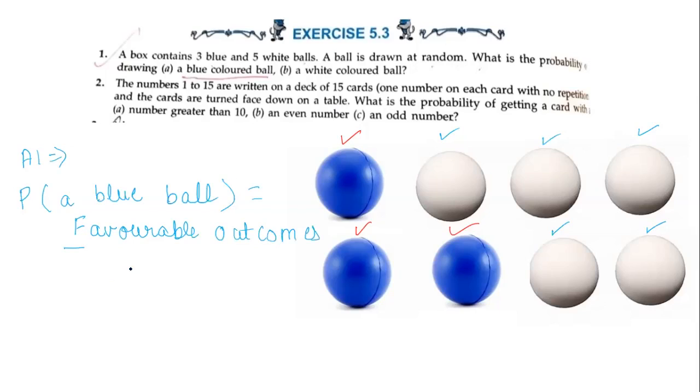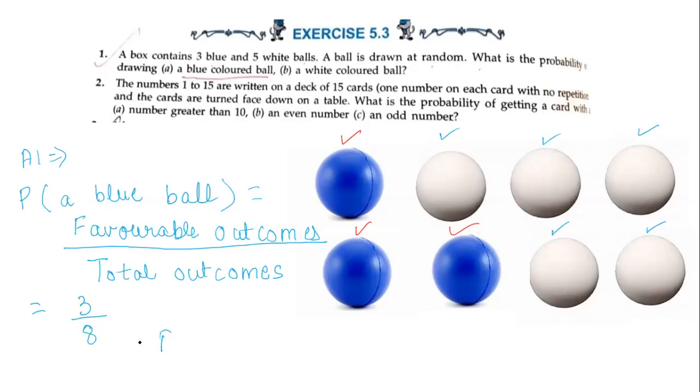What is the favorable outcome? The favorable outcome is that we have 3 blue balls. So 3 upon the total number of balls, which are 1, 2, 3, 4, 5, 6, 7, 8. So 8 are total balls. So the probability of a blue ball is the number of blue balls by the total number of balls.